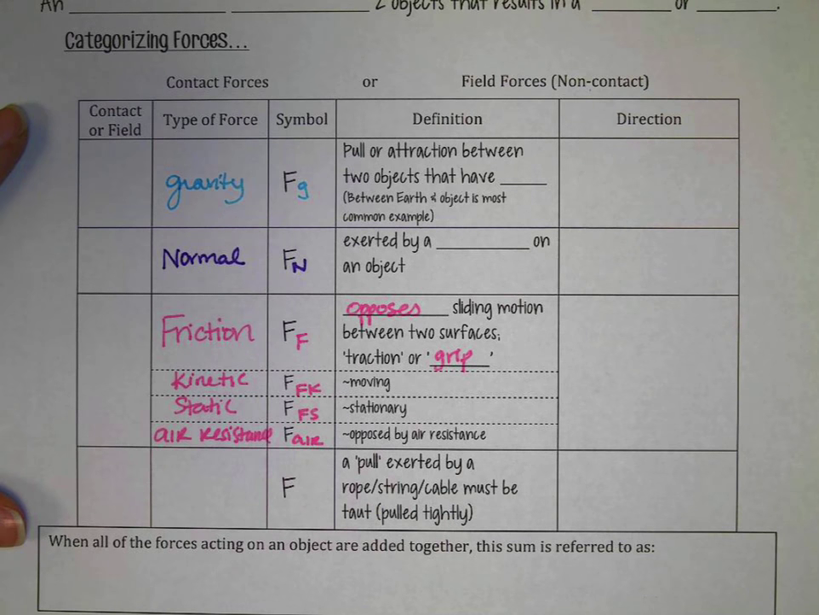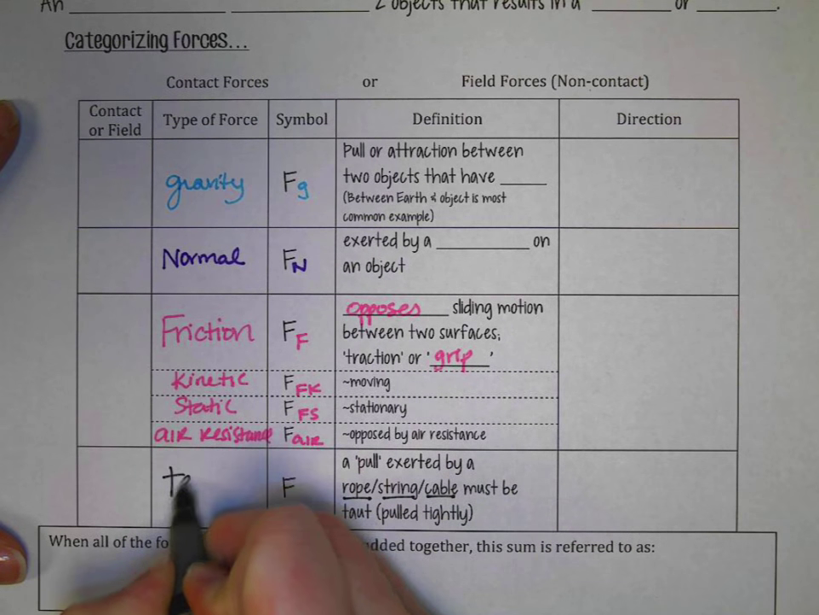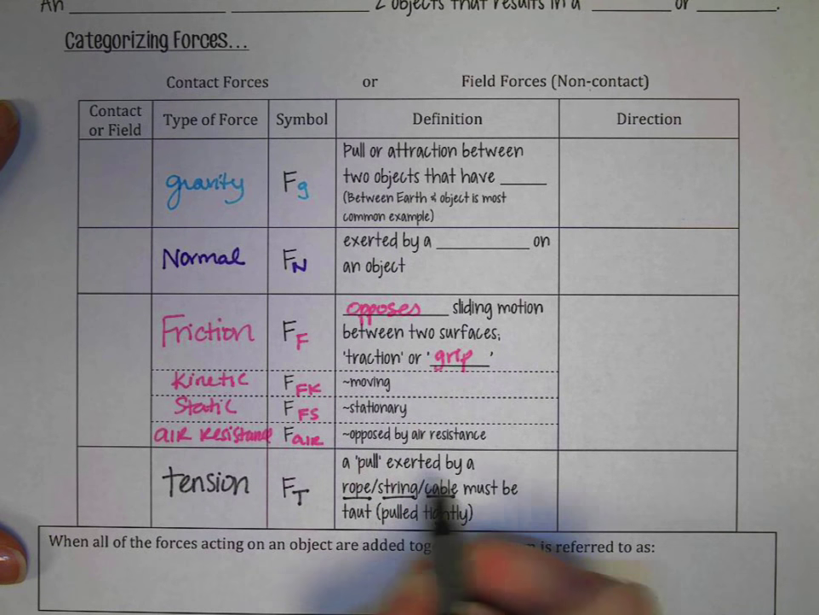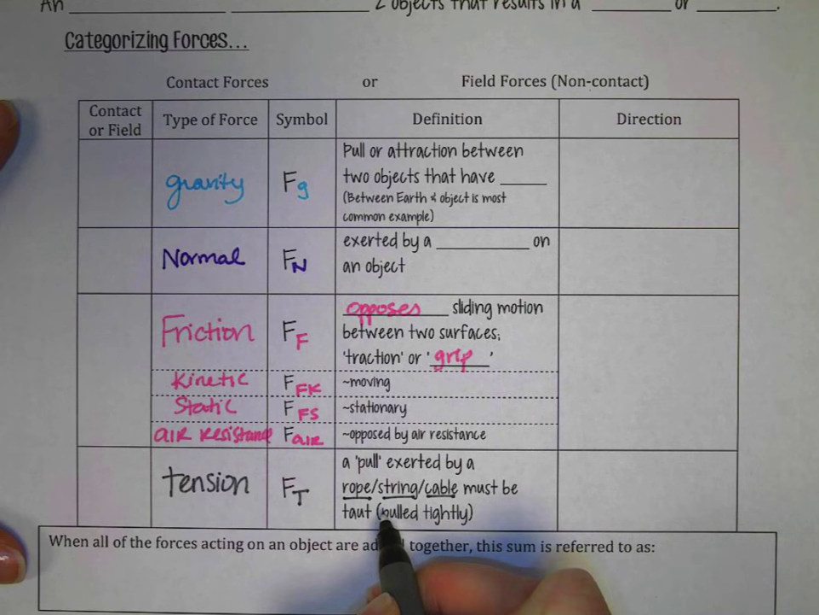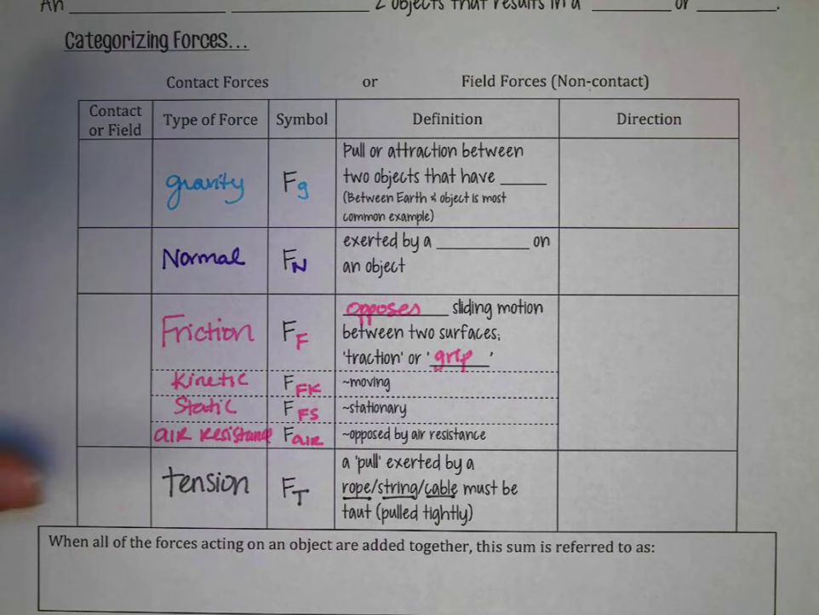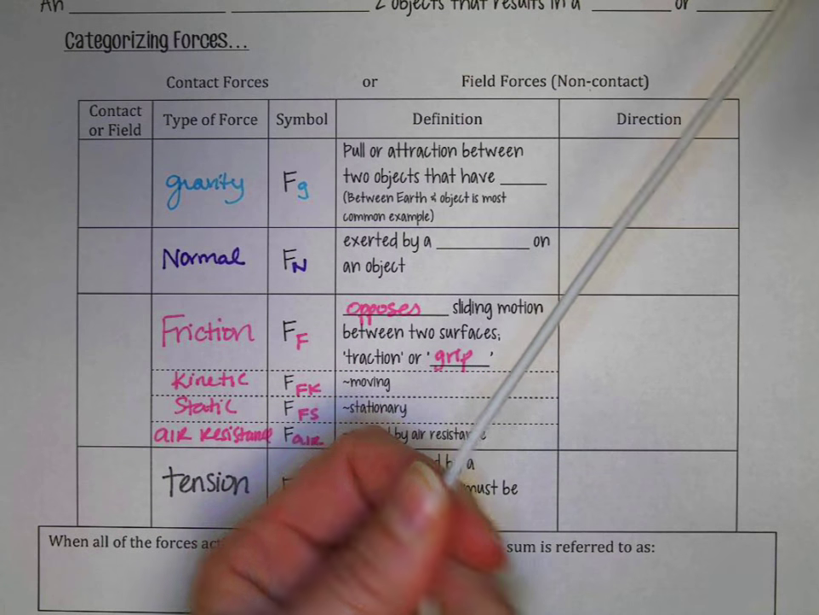Okay, we didn't finish the definitions or the terms for the different types of forces for the last one, so this is just to catch you up on that. The last type of force, which you can kind of see has to do with a rope, a string, or a cable, is called a tension force, and that's abbreviated with FT. This would be a pull exerted by a rope, string, or cable, and it must be taut, so kind of pulled tightly. If you have a string like this cable that's not taut, this is taut.